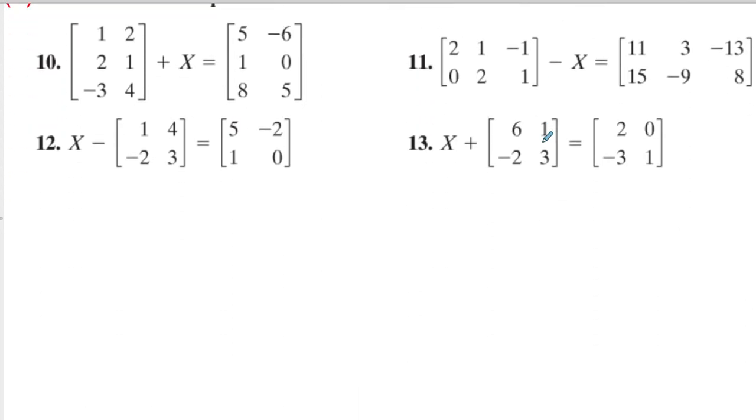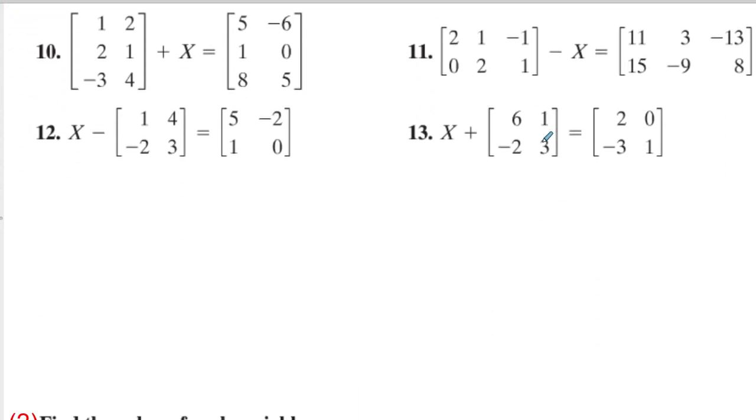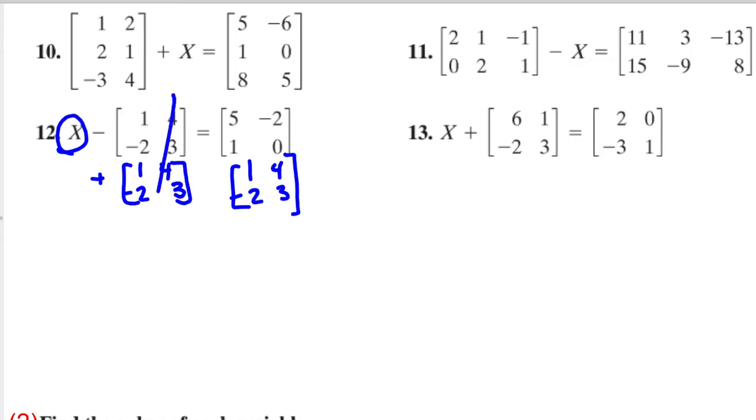All right, so now looking at solving the matrix. Okay, so for number 12, we are solving this for x. Right now we're subtracting this matrix, so you need to add this matrix, the 1, 4, negative 2, 3, to both sides. Okay, and so then these eliminate each other, and you're left with x equals 5 plus 1, which is 6, negative 2 plus 4, which is 2, 1 plus negative 2 is negative 1, and 0 plus 3 is 3. And that would be your solution.